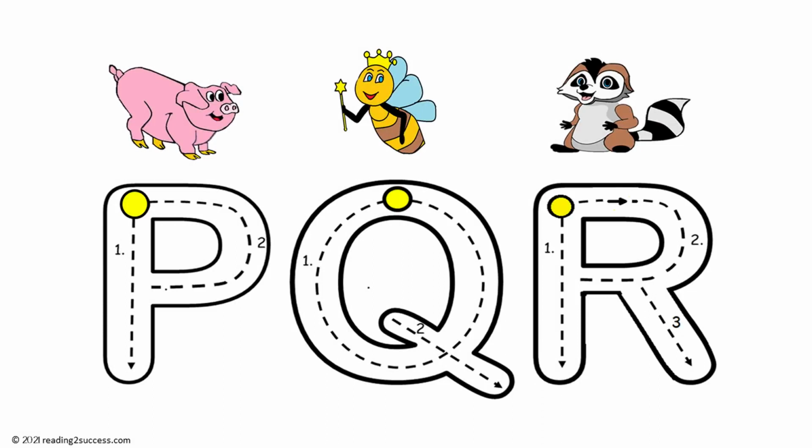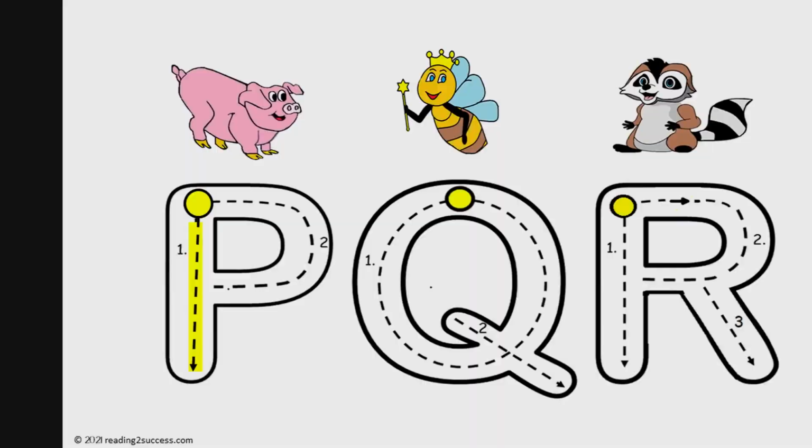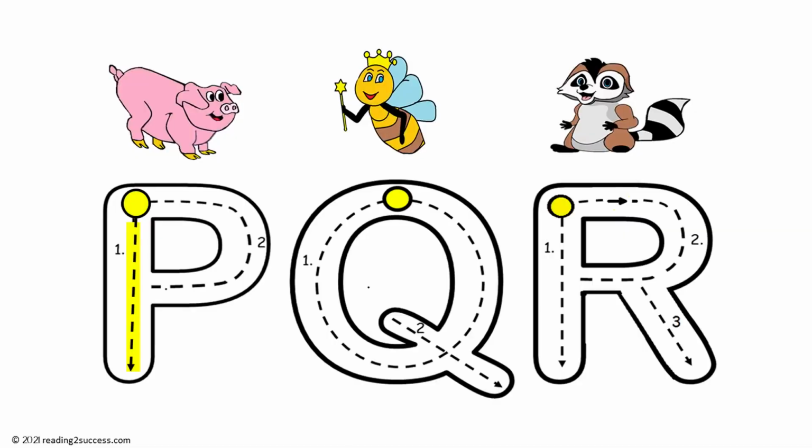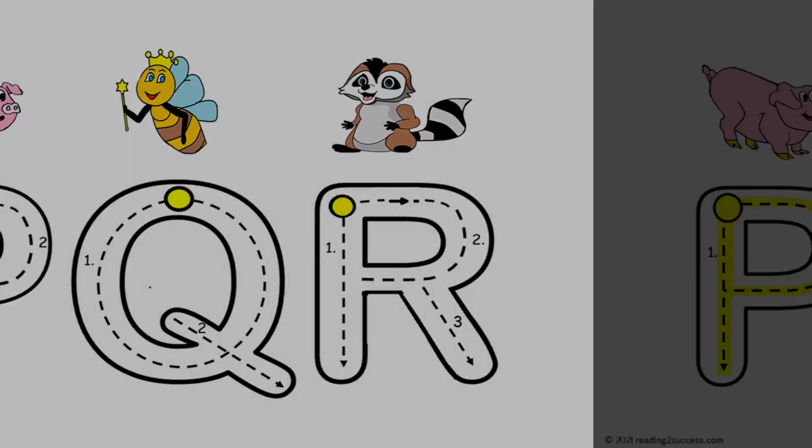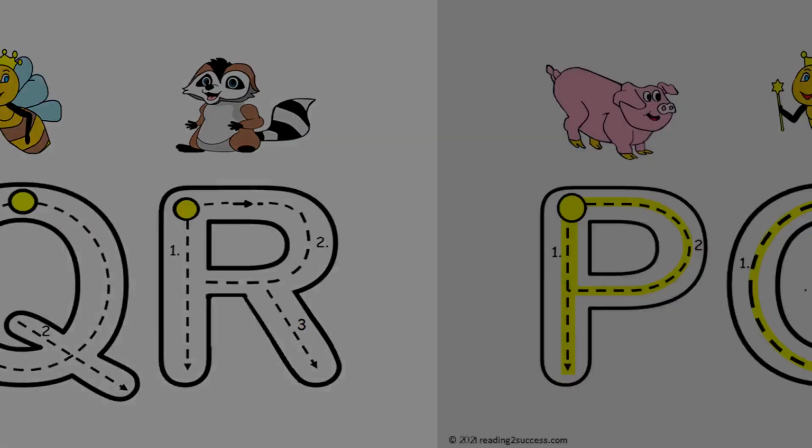The next letter card has the letters P, Q, and R. They are all consonants. P makes a P sound for pig, Q makes a Q sound for queen, queen bee, and R makes a R sound for raccoon.